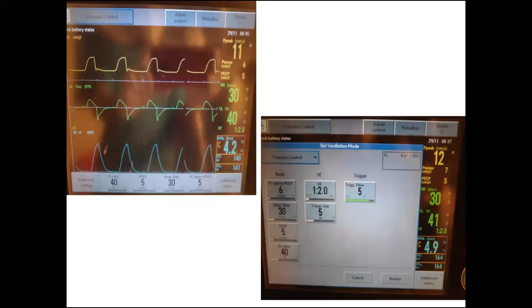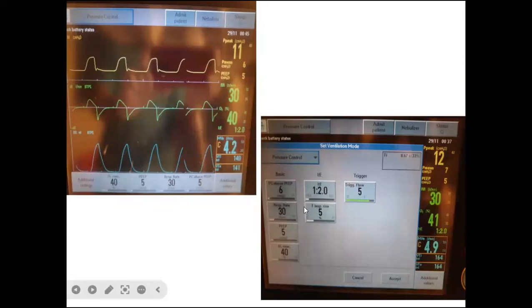What is the second variable you are controlling? Whether it is the PIP or the PC above PEEP. PC above PEEP is the delta between the PIP and PEEP. But some ventilators will directly use PIP. So there you need to calculate what delta P is needed, add it to the PEEP, and directly set the PIP. And what you can set here is the IE ratio.